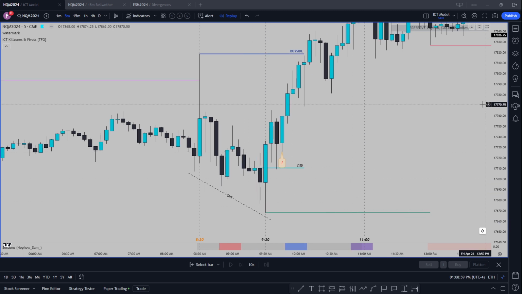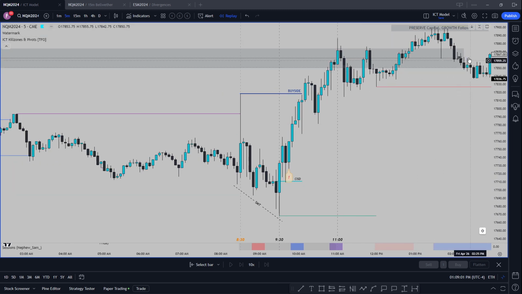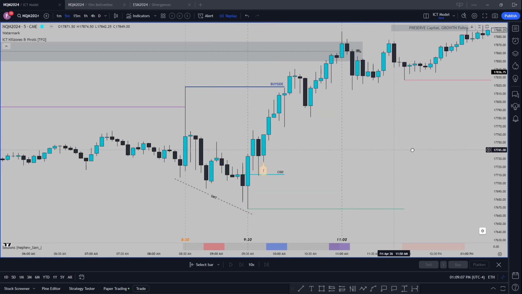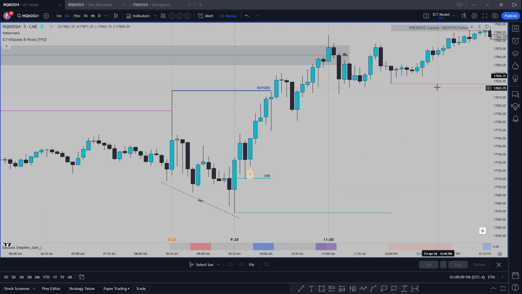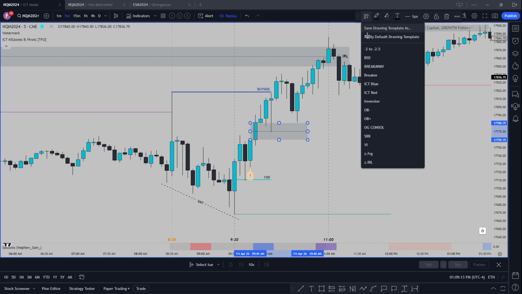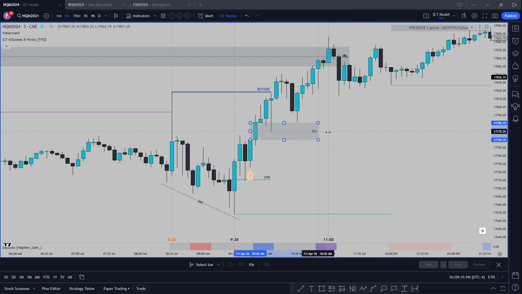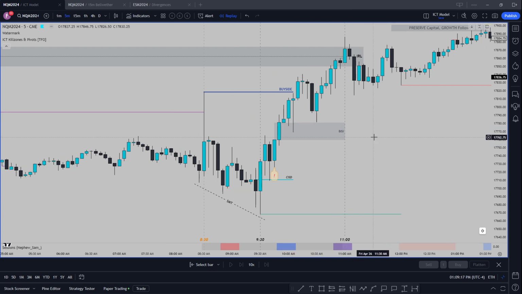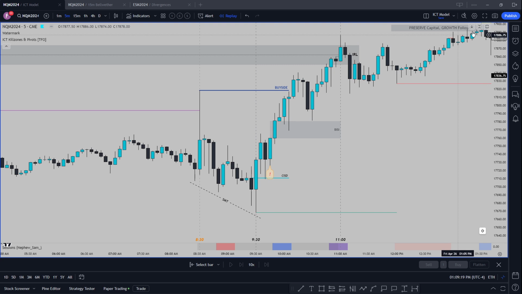So SMT marked out. I have the premium balance up in here as well. And then make sure to get all of this, marking any fair value gaps we see on the way. And that looks pretty solid to me. Screenshot this, send it over.